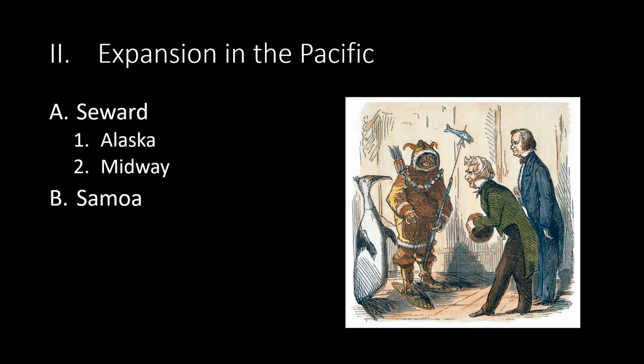Expansion in the Pacific. Secretary of State William H. Seward paved the way for larger U.S. presence in world affairs. Seward purchased Alaska from the Russians in 1867. He also approved the occupation of Midway Island and pushed American trade on Japan. The purchase was referred to as Seward's Folly or Seward's Icebox.